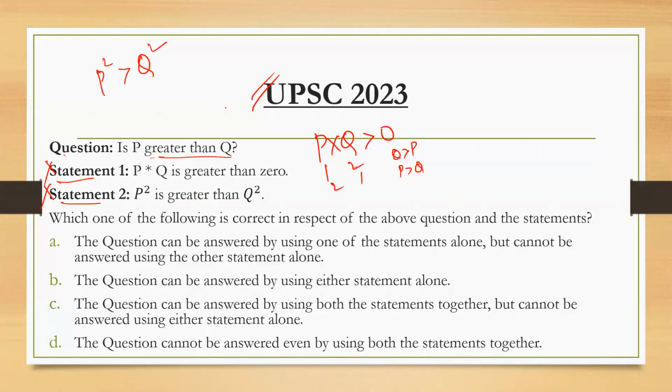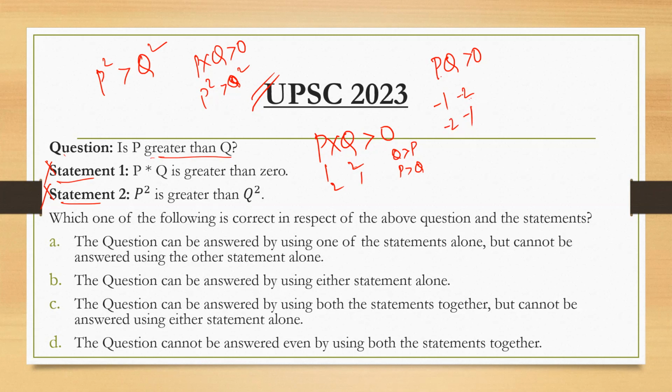Now what about if we combine both of them? P into Q is greater than 0 and P square is greater than Q square. Does that answer our question? Again, it does not. The reason is, if it is positive numbers, then well and good. But at the same time, negative numbers will also give the same relation, right? That is PQ is greater than 0, then P can be -1 and Q can be -2. Multiply both, you will get 2, which is greater than 0.